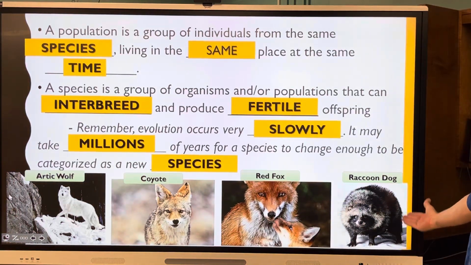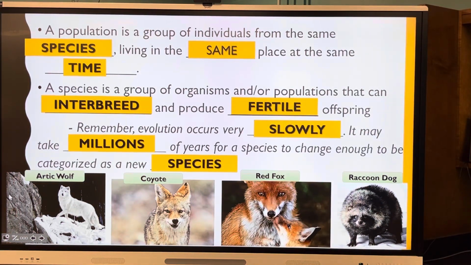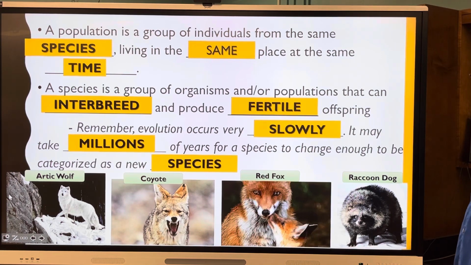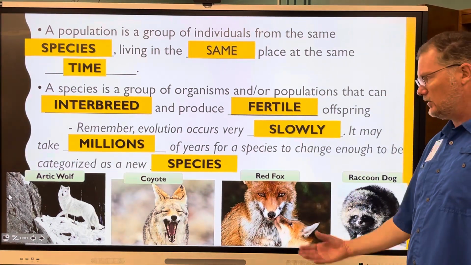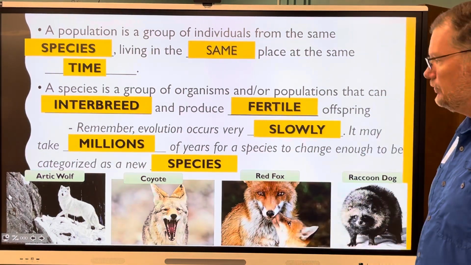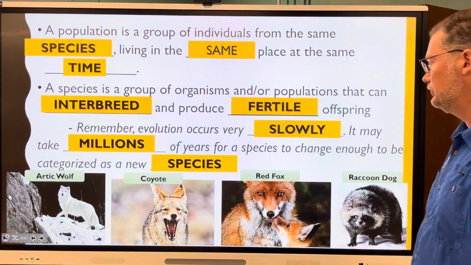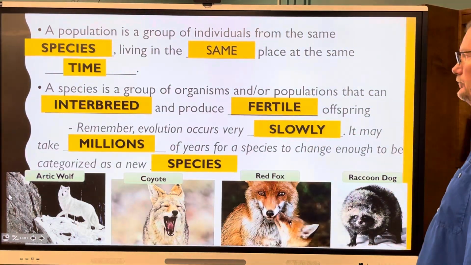Isn't that weird? It's not a raccoon. It's not a dog. I don't even think it's related to raccoons. It's a canine in the line of these other ones, a different species.